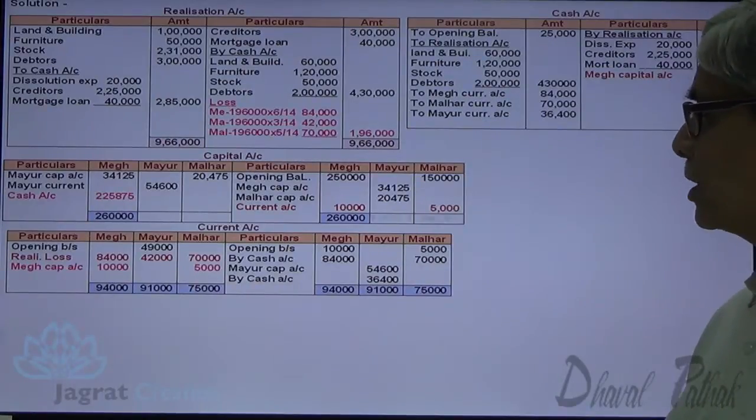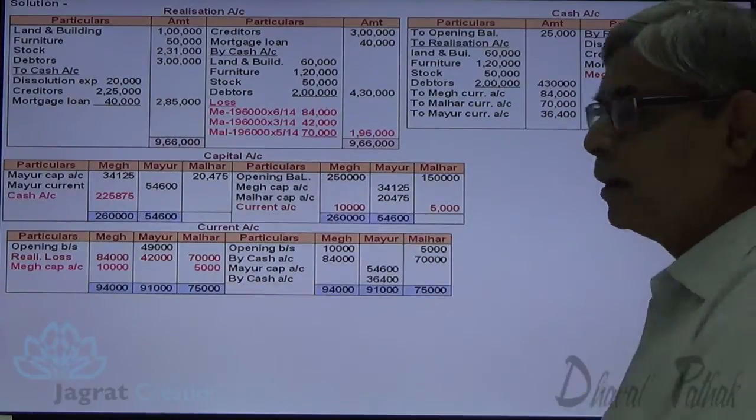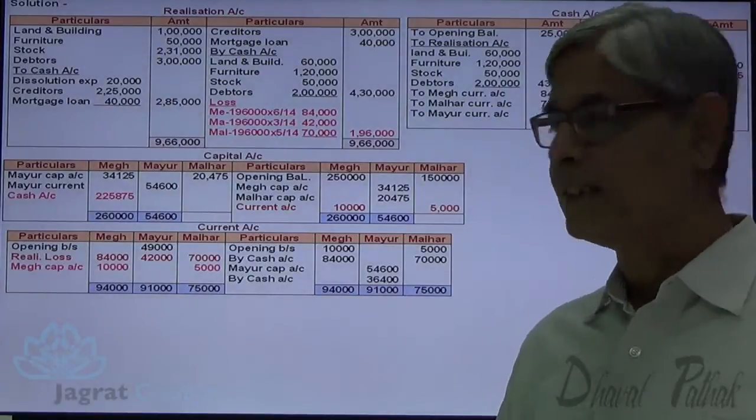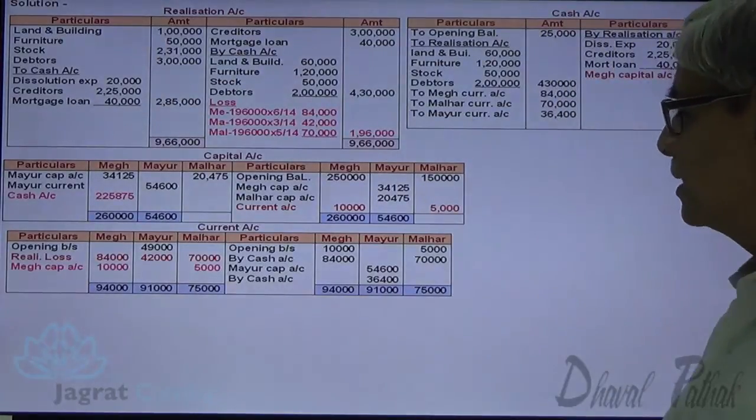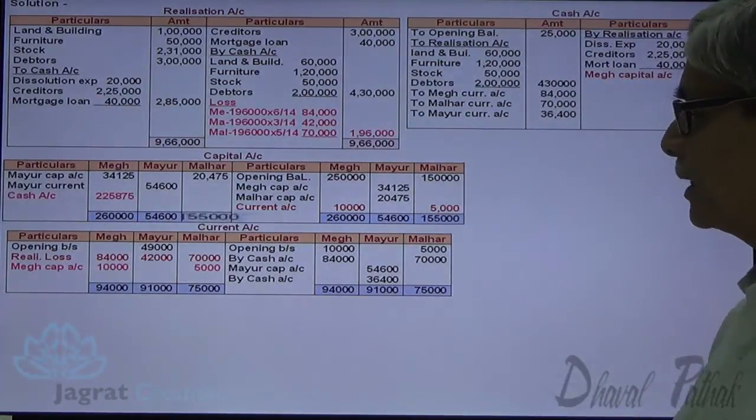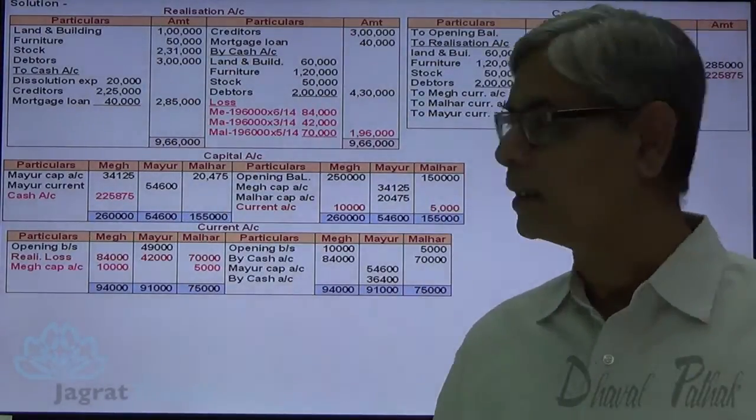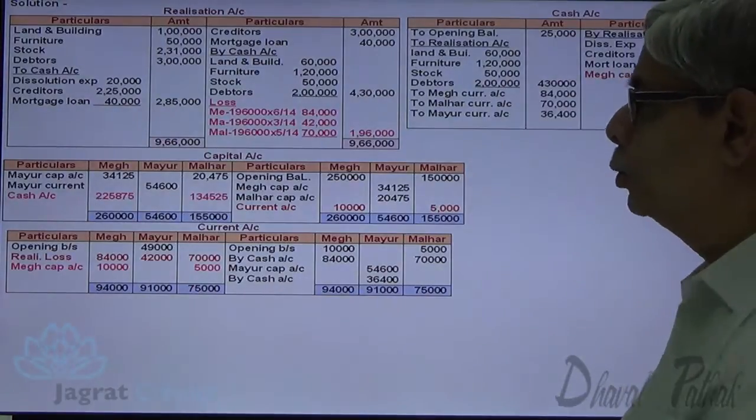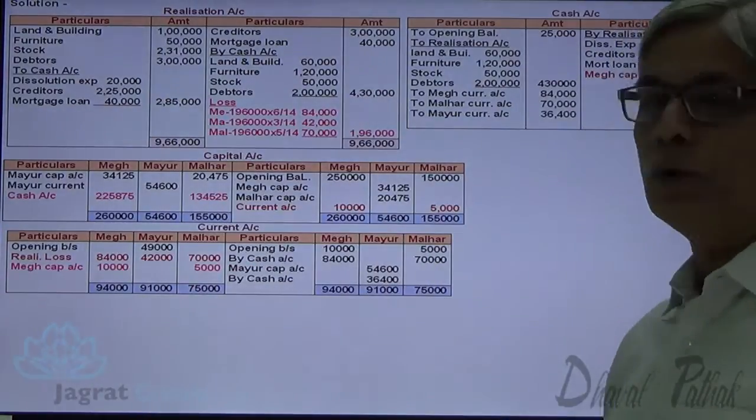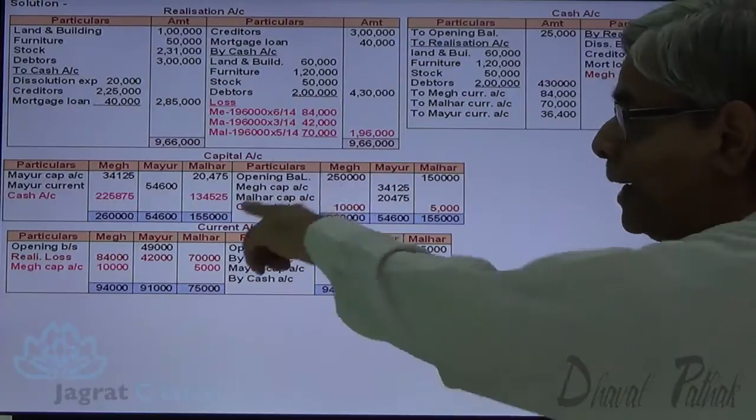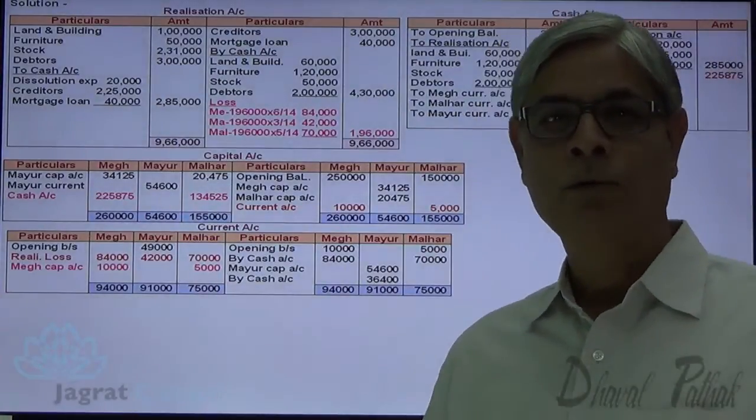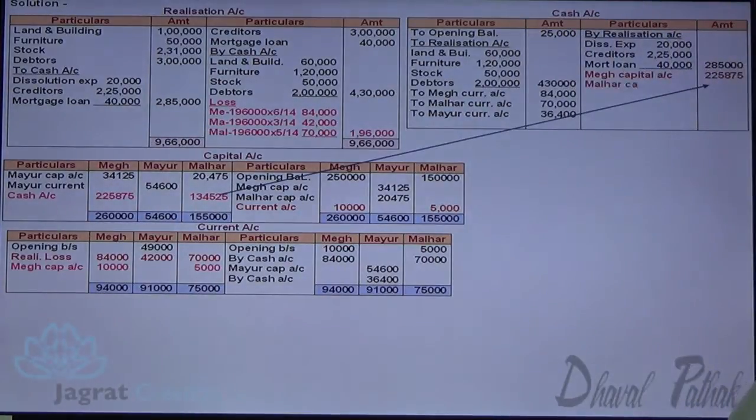Now next, Mayur's capital account agrees on both sides, the total is the same. So far as Malhar is concerned, the total of the credit side is 1,55,000. From 1,55,000, 20,475 will be deducted. So the amount payable to Malhar is 1,34,525. That is paid to Malhar. Malhar's account debit to cash account credit. So the cash account is credited for this payment.